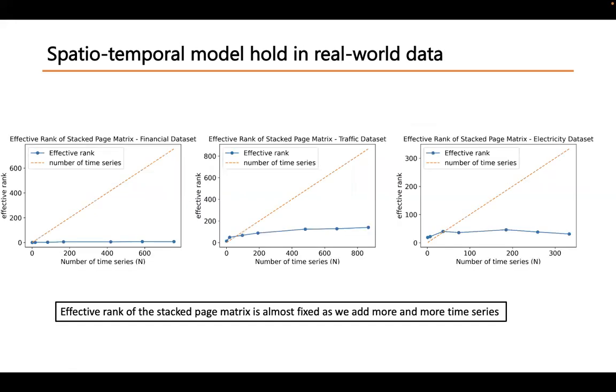And you can see that the spatiotemporal model seems to hold in real world data. We played with three different data sets: a financial data set, a traffic data set, and an electricity data set, which are some of the canonical data sets people study in the time series literature. And you can see that as the number of time series increases, given by the dotted orange line, the effective rank of the stacked page matrix remains extremely low. So this column-wise concatenation is not increasing the rank of the page matrix, which shows that indeed there is a lot of correlation between these various time series.